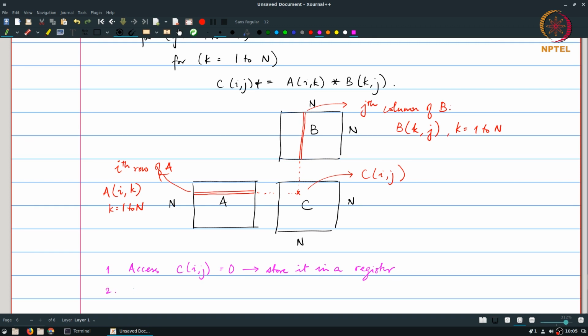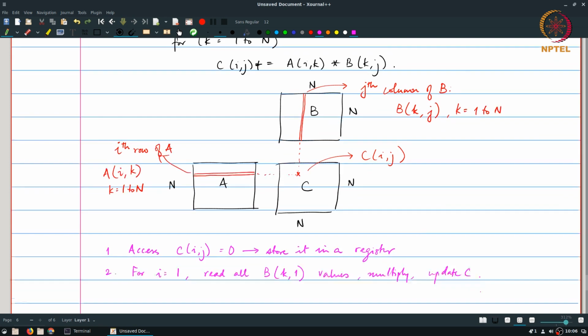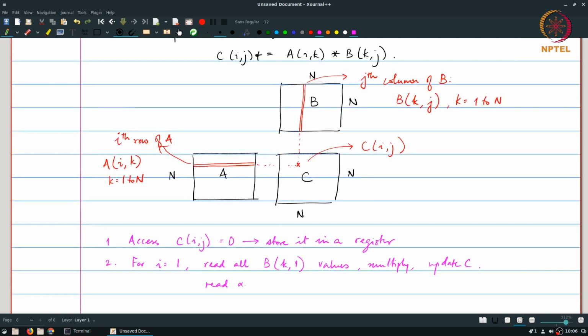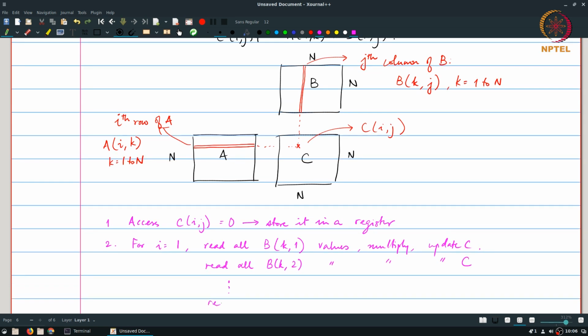Then for i equal to 1, read all B of k comma 1 values, multiply and update C. Then read all B of k comma 2 and update C. Repeat like this until I read all B of k comma n and update C.